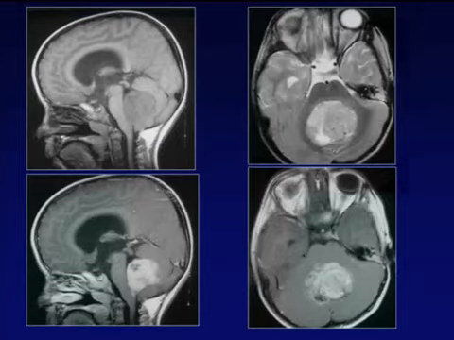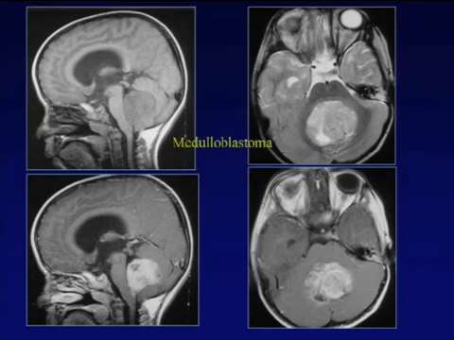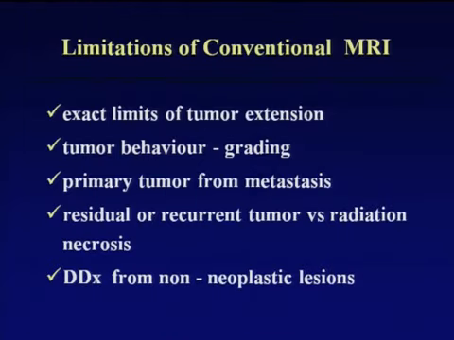And of course, this is another typical tumor filling the midline, filling the fourth ventricle. T1, T2 again is a very cellular tumor, low intensity on T2, enhances. This is, of course, a medulloblastoma. However, conventional MRI has many limitations, and we have to know them.